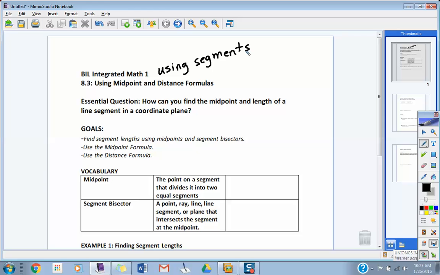In 8.3, we're trying to answer the following question. How can you find the midpoint and the length of a line segment in a coordinate plane? In order for us to do that, we need to find segment lengths using midpoints and what we call segment bisectors. We're going to use what's called the midpoint formula and the distance formula today. Okay?